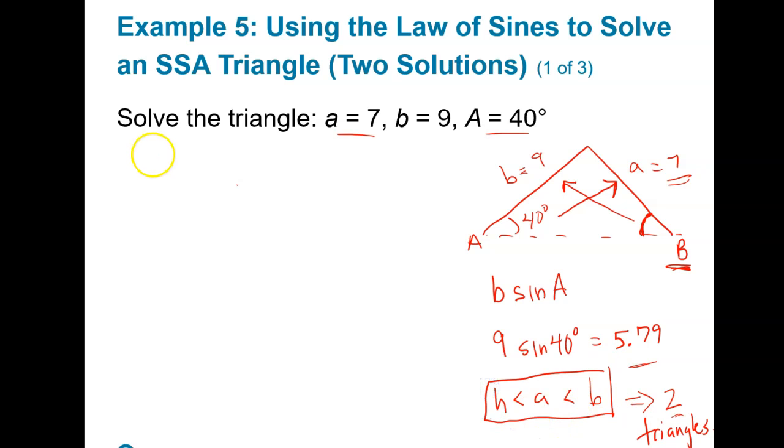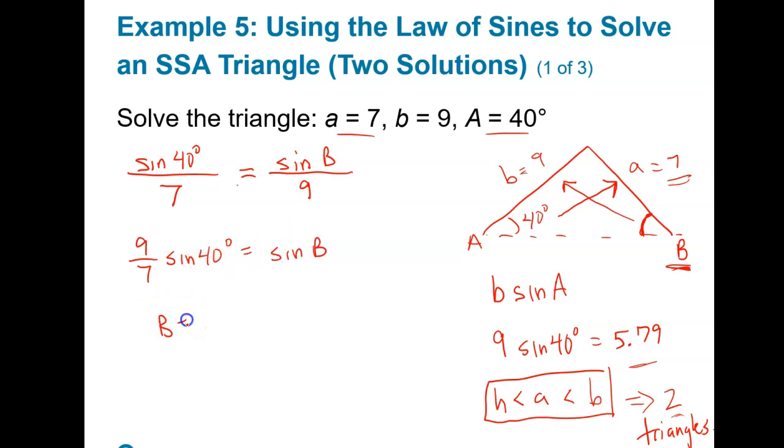All right, so let's set it up. So I'm going to set up the sine of 40 degrees is to the side length opposite that, which is 7, as the sine of B, the thing that we're trying to find, is to 9. So do the math, I get 9/7 times the sine of 40 is the sine of B. So B is the inverse sine of all this stuff. So B could have been 55, roughly 0.7 degrees. Okay, all right, that's B1.